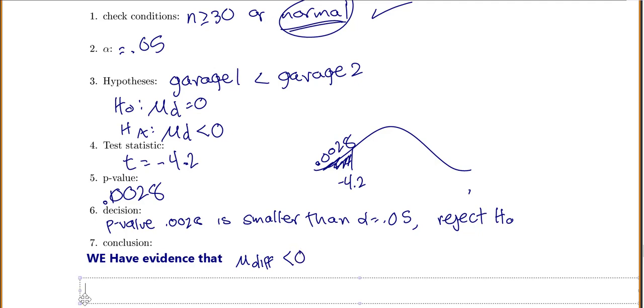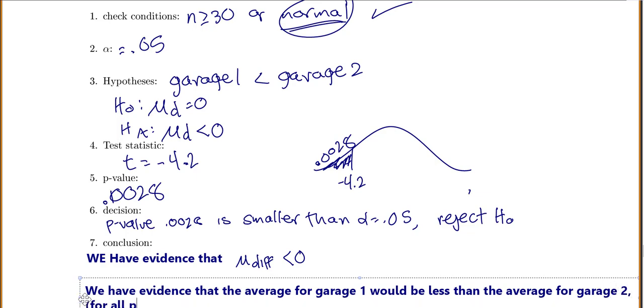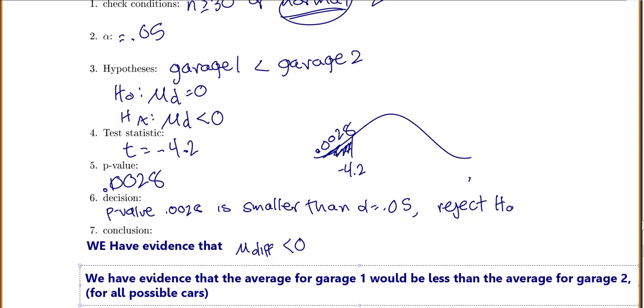That's not quite as interesting to your boss, so let's change it back to English form. So we could say something like, we have evidence that the average for garage 1 would be less than the average for garage 2. And this was for all the possible cars we could have taken in. Okay, because again, it's the averages for the population. So in our sample averages was less for garage 1, and now we can say we have evidence that the average for garage 1 will still be less for all of our possible cars.